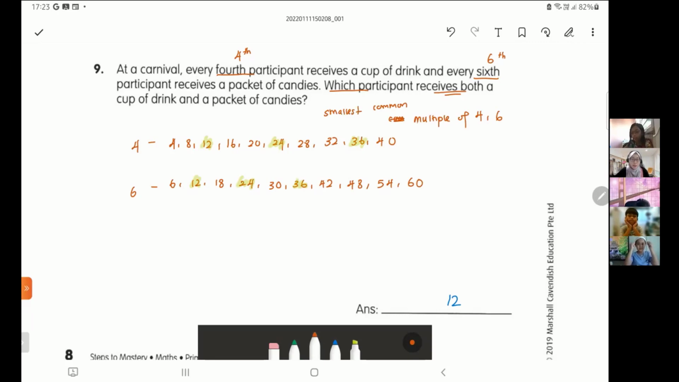For the which is the person. Don't wait for so long. So the first one that appears will be the answer. So it is the 12th participant. Very good, Shukri. You're right.